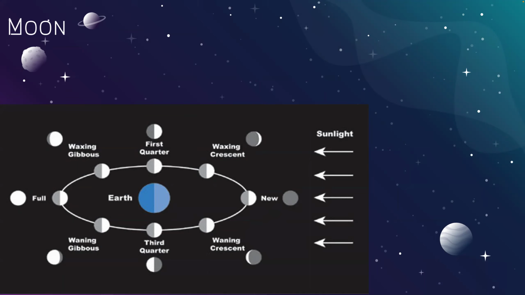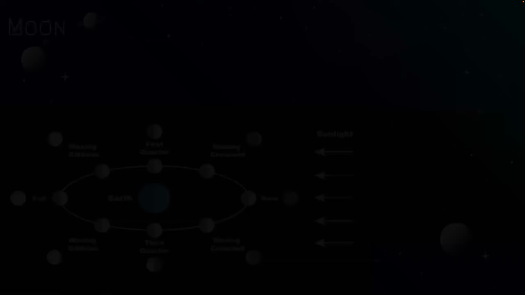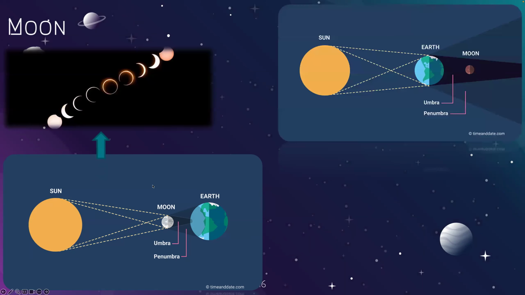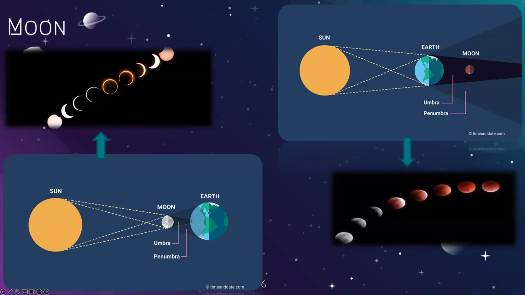This is basically called the phases of the moon, decided by the position of the moon, sun, and earth. So more about this: that's how the solar eclipse happens when the moon comes in between earth and sun. And if earth comes between sun and moon, that's how the lunar eclipse happens.